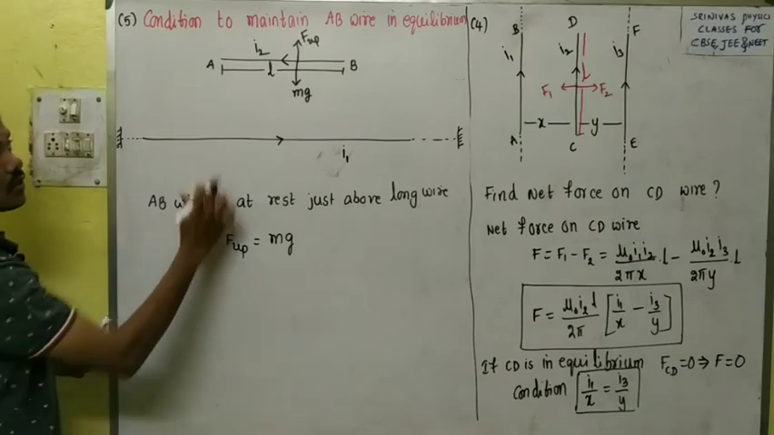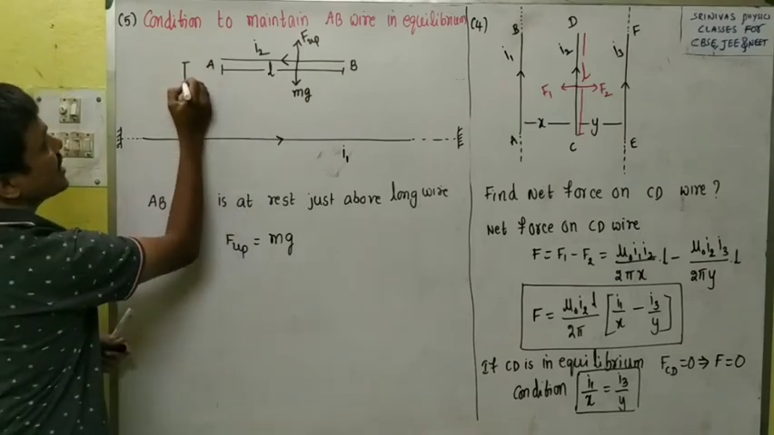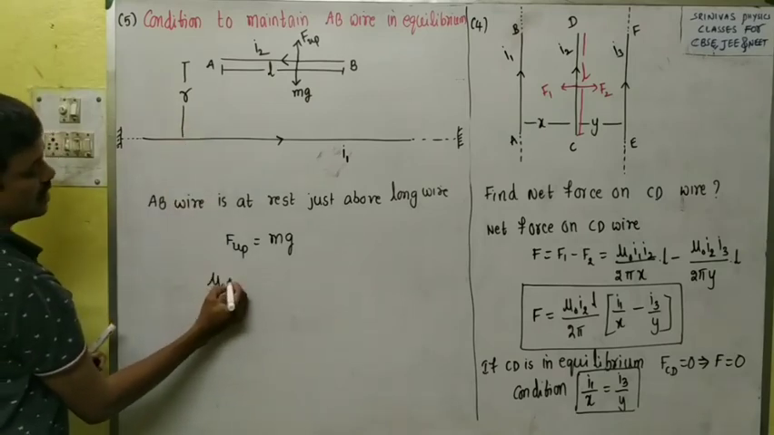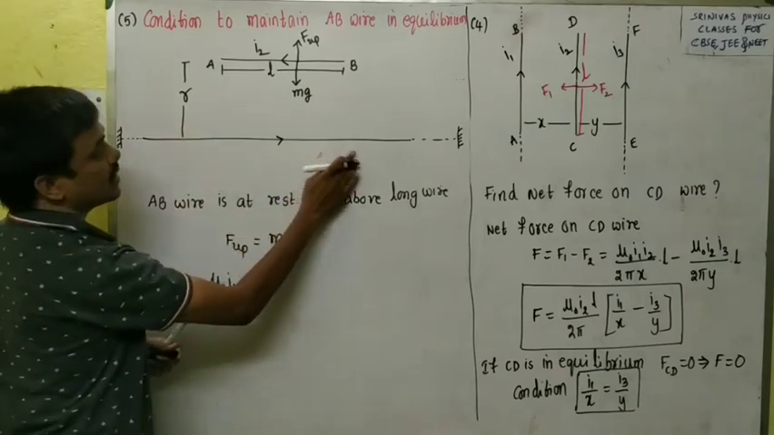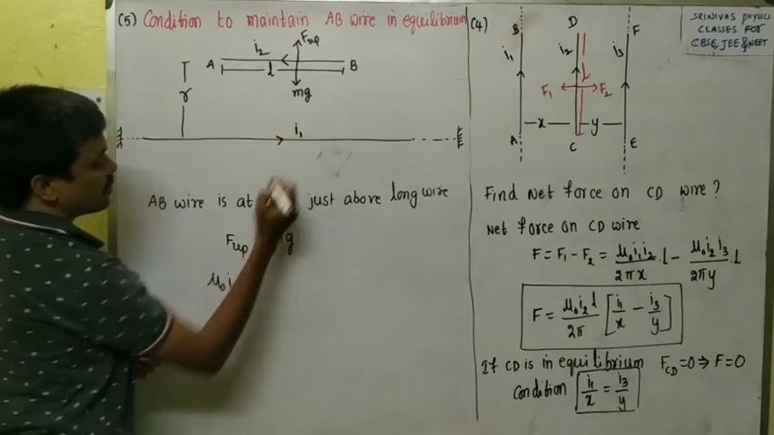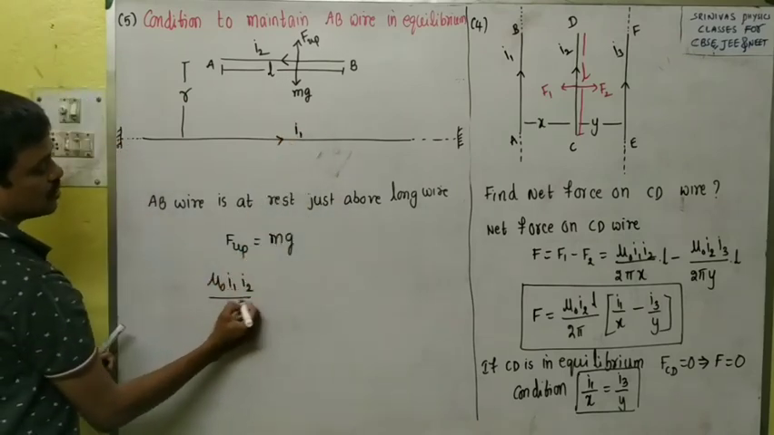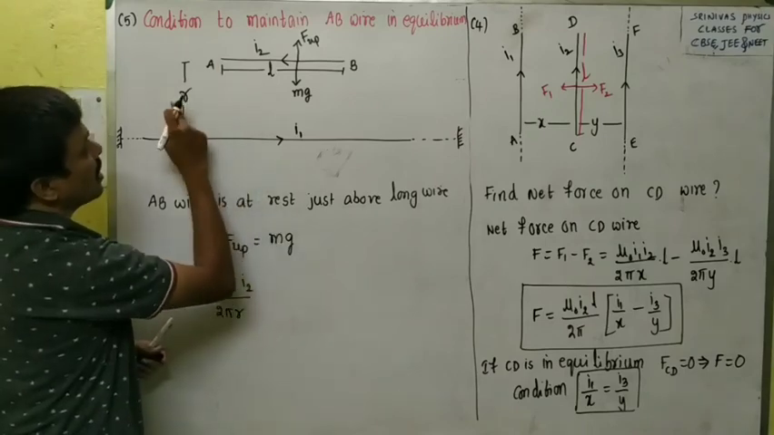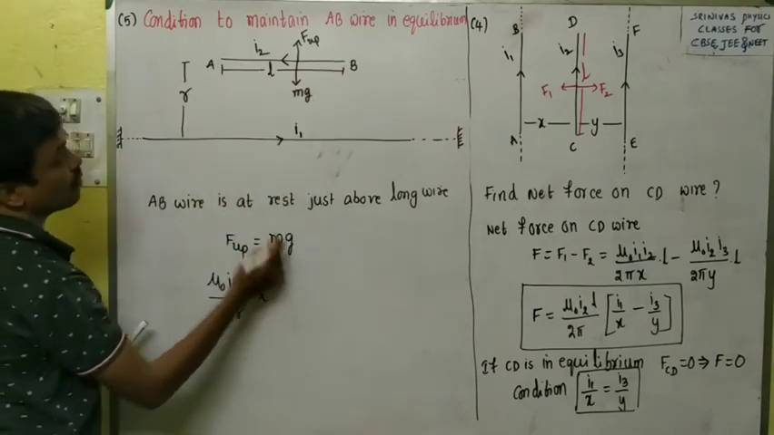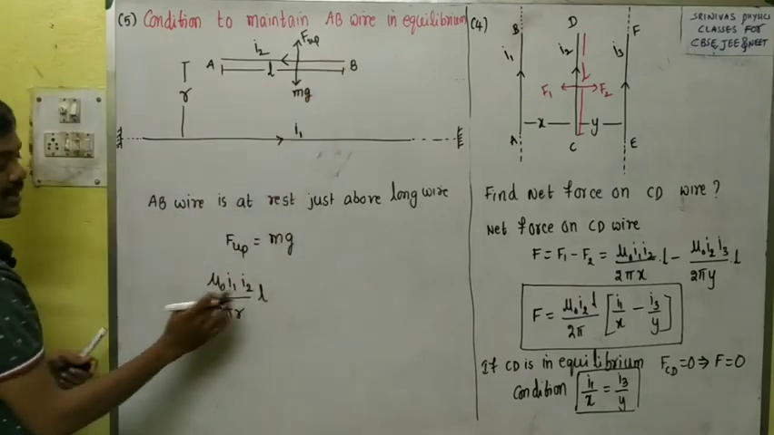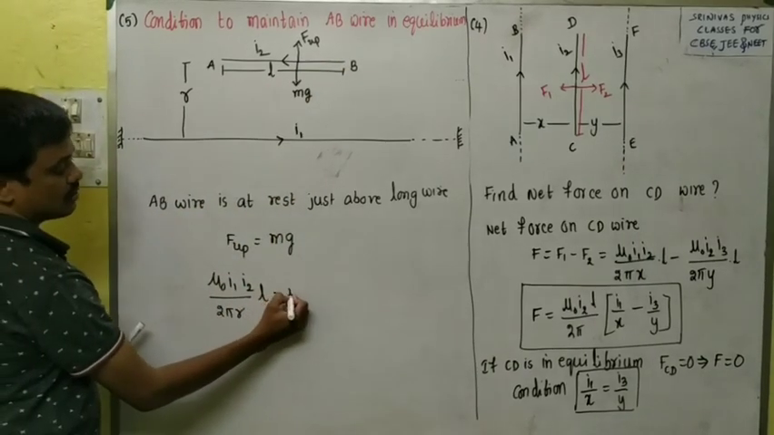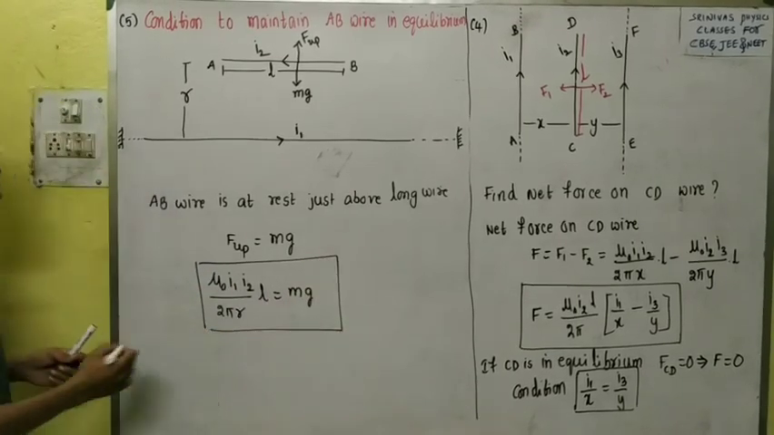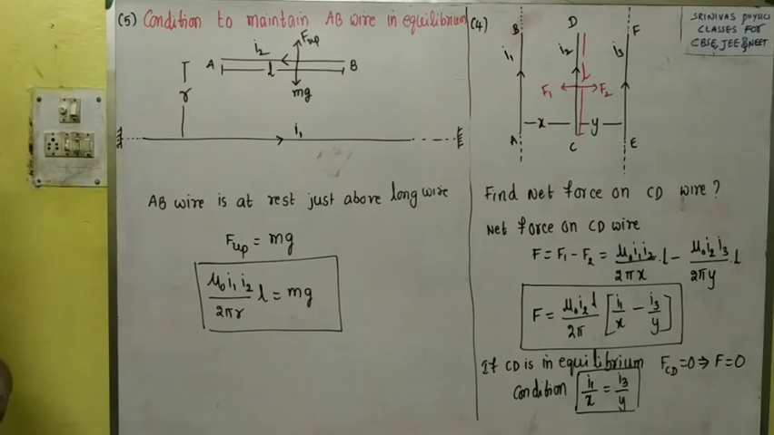Then what is the upward force? It is the force between these two wires. We take the distance as r. Then the force between them is mu naught I1 I2 by 2 pi r, into the length of the wire L. The force on the AB wire whose length is L is equal to mg. This is the condition. If this condition is satisfied, then it will float in the air.